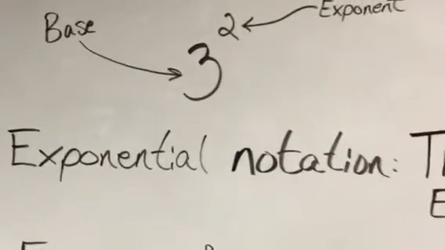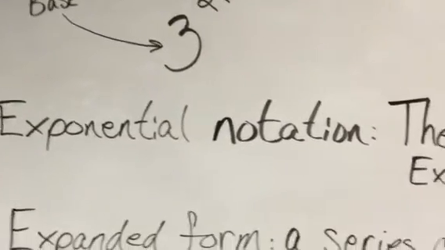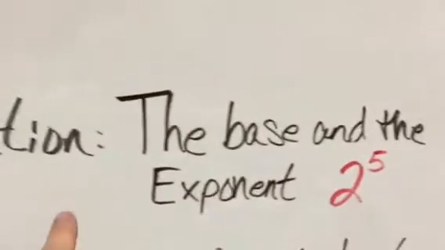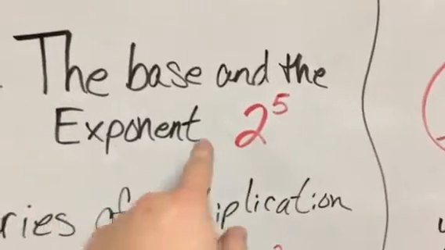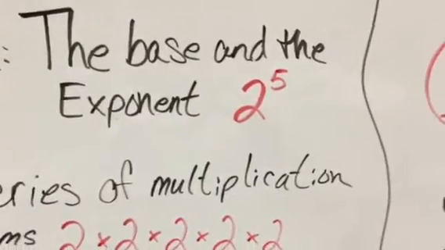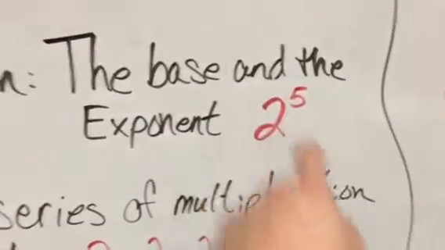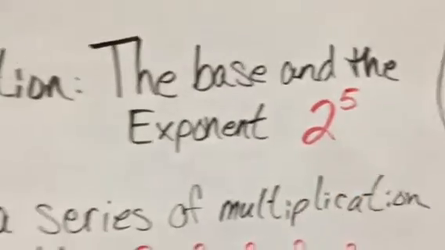The next word is exponential notation. This is one way that you write exponents. It is the base and the exponent. So if you have 2 times 2 times 2 times 2 times 2, you'd write it as 2 to the 5th power. This is what exponential notation looks like.